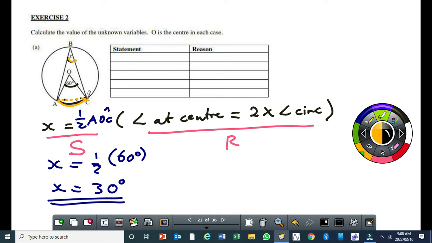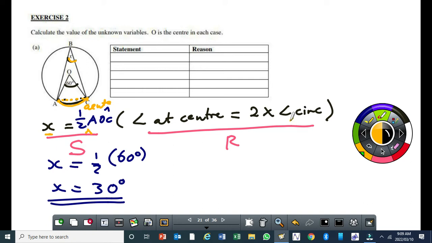Therefore, angle x is going to be equal to half of acute AOC. If you want, here you can add acute AOC, because there is also a reflex AOC. But here you are dealing with the acute one, which is 60 degrees. So x is half of AOC. The reason: angle at center is equal to 2 times angle at circumference.